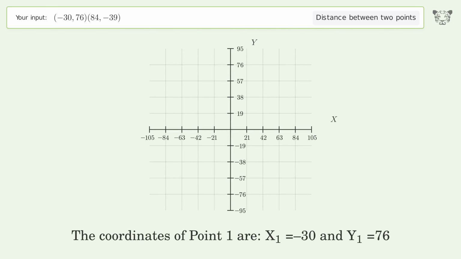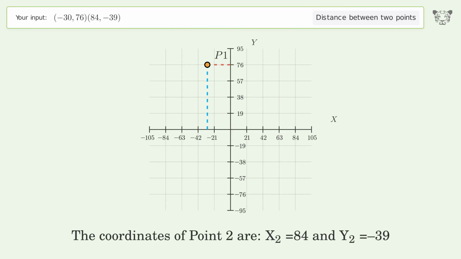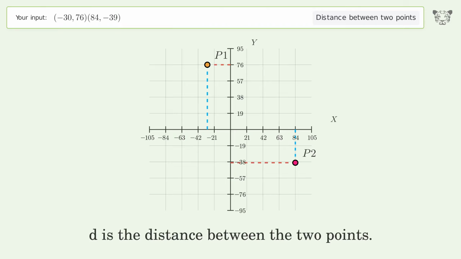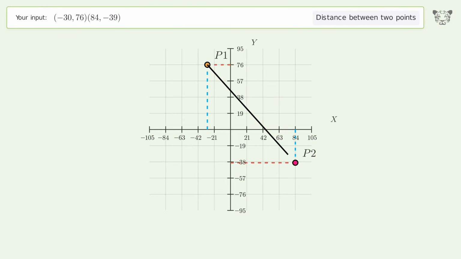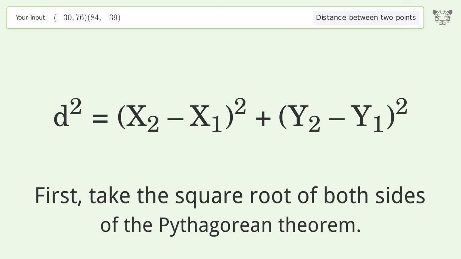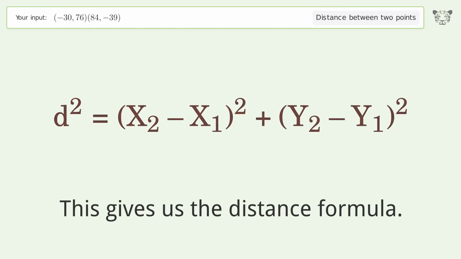The coordinates of point 1 are x1 equals -30 and y1 equals 76. The coordinates of point 2 are x2 equals 84 and y2 equals -39. D is the distance between the 2 points. First, take the square root of both sides of the Pythagorean theorem. This gives us the distance formula.